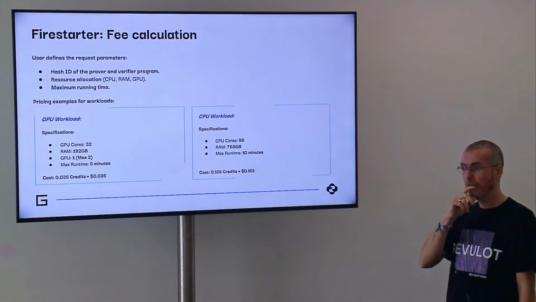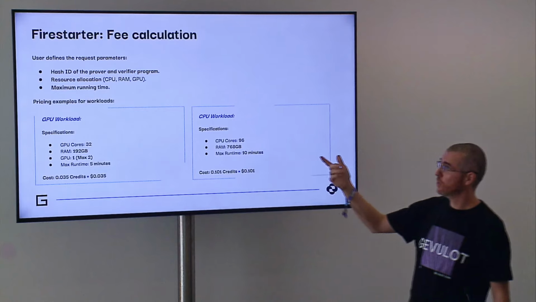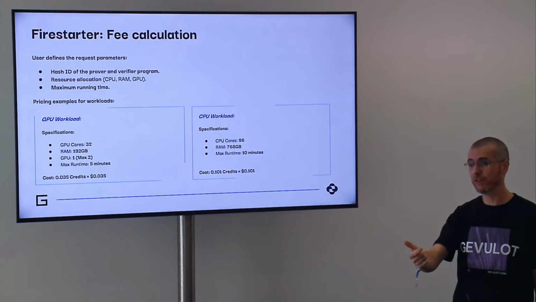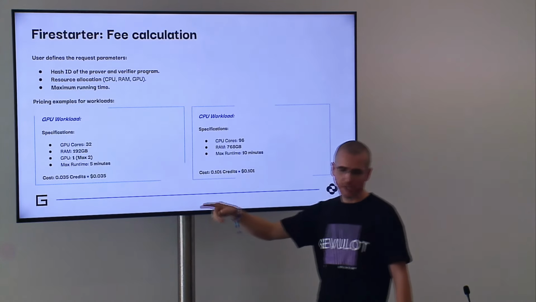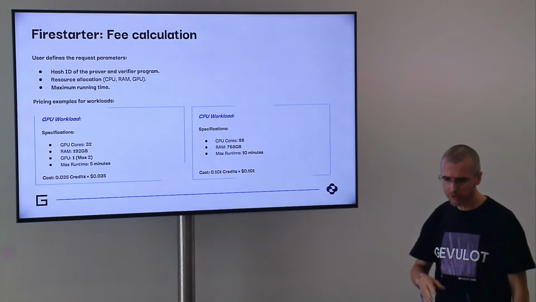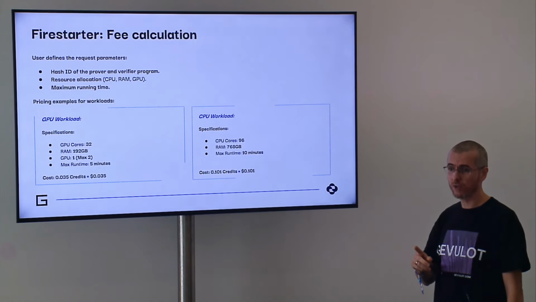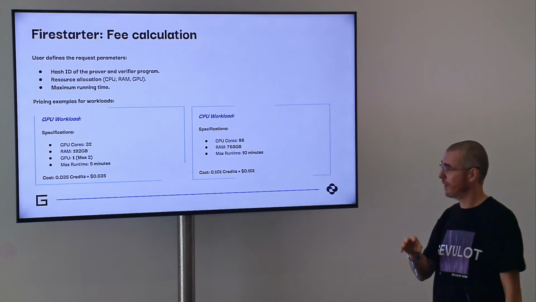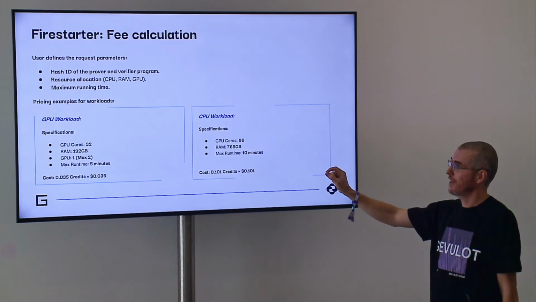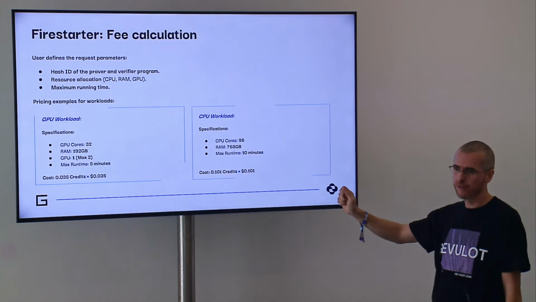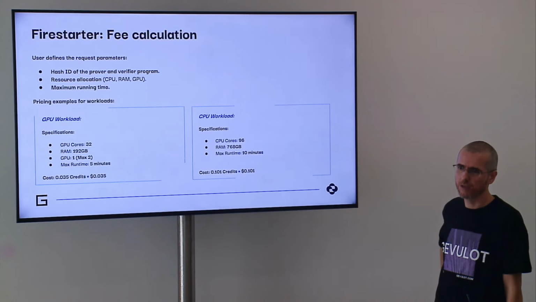How do you measure the running time? Running time is just minutes: how long should our prover nodes run the prover program with your inputs? Let's take this example. If you want 32 cores, 190 gigs of RAM, and one GPU allocated to your request, and you expect that with this resource allocation your proof should be done in 5 minutes, then that's what you would pay, about 3.5 cents basically. How do I know that 5 minutes will be enough?